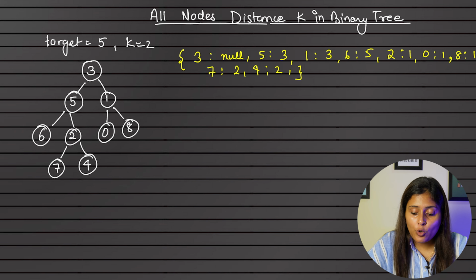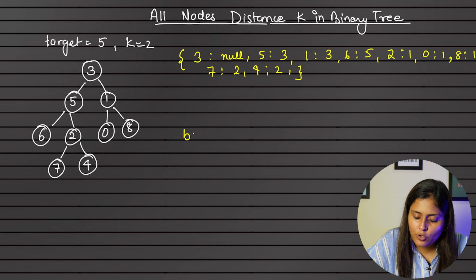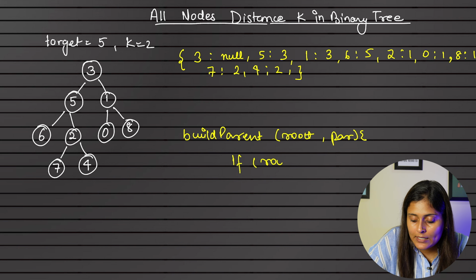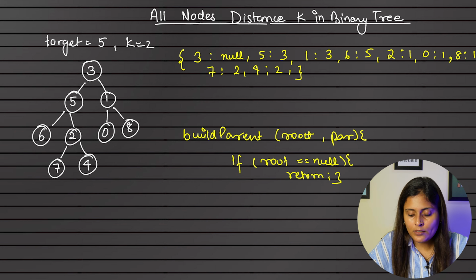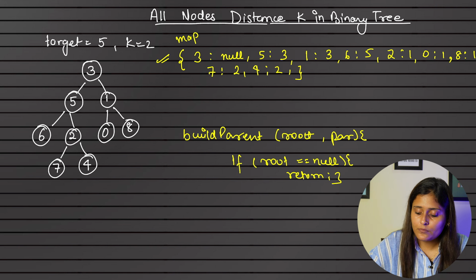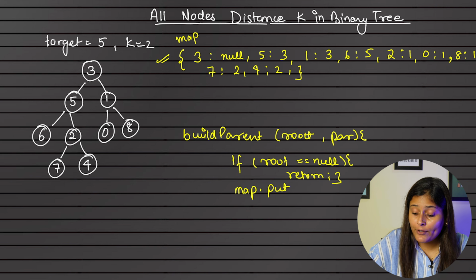Done. So we have to make a function. Let's make a function here. Let's call it build parent function, and there we have to send the root also and their parent also. Done. First we have to check the base case, the root should not be null. If root is null, we will return, or else what is our task? Whatever we have, this is map, correct? So in map we have to put, what we have to put?